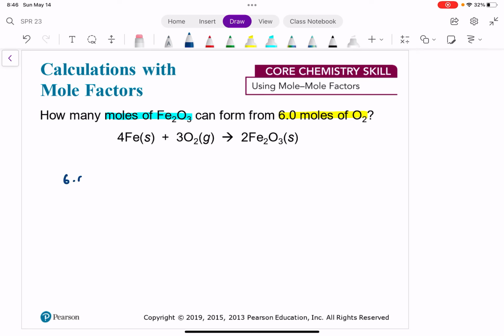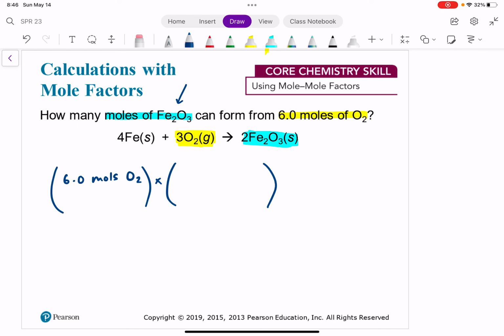So we'll start with what we're given. So 6.0 moles of O2. And then we want to cancel out those moles of O2 and eventually end up in moles of not O2, but Fe2O3. So we need something that connects moles of oxygen to moles of Fe2O3. So what do we have? So let's just look at those two things. So here's our oxygen, right? And here is our Fe2O3. So how many moles of oxygen are reacting to form how many moles of Fe2O3?